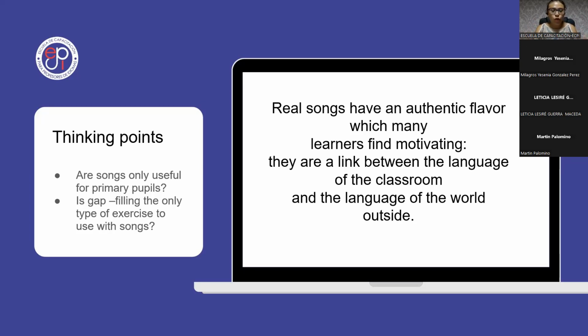Yes? So this is just a reflection for now. Real songs have an authentic flavor which many learners find motivating. Why? Because the songs are a link, are the connection between the language of the classroom and the language of the world outside. It means the real.